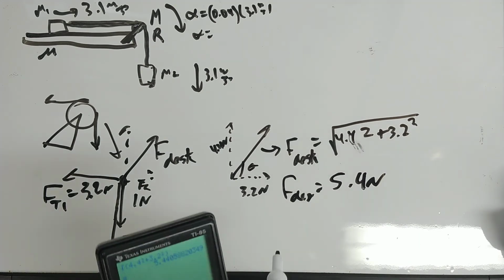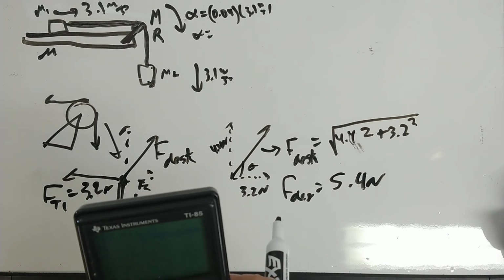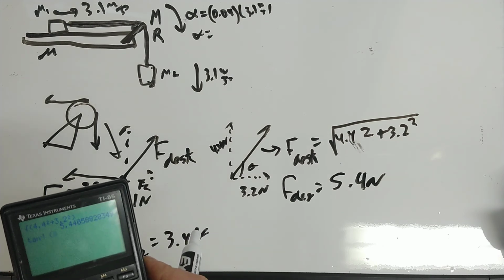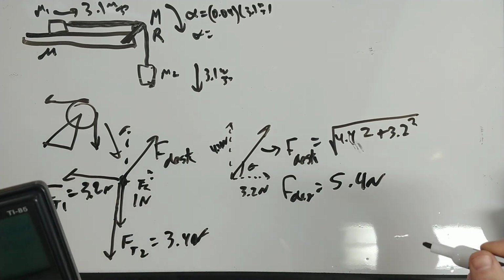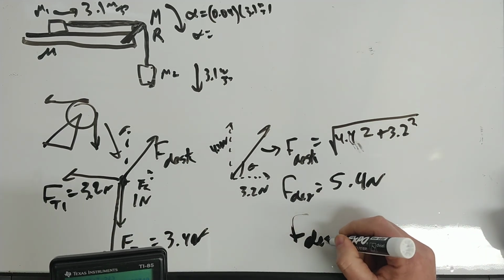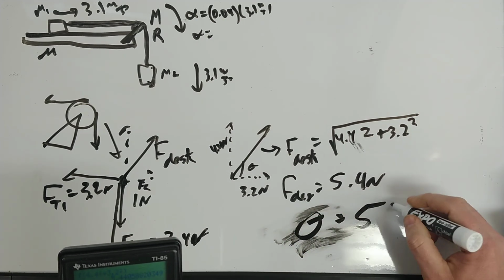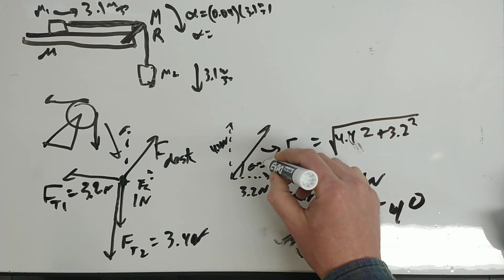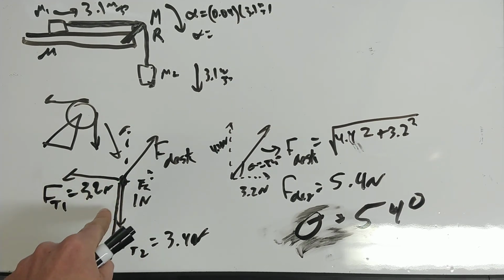Tan inverse, or tan of opposite over adjacent, 4.4 divided by 3.2. Theta ends up being like 54 degrees. So that's like a bonus thing sometimes asked in the AP Physics C exam, to go back to the free body diagram for the pulley and figure out how much force.